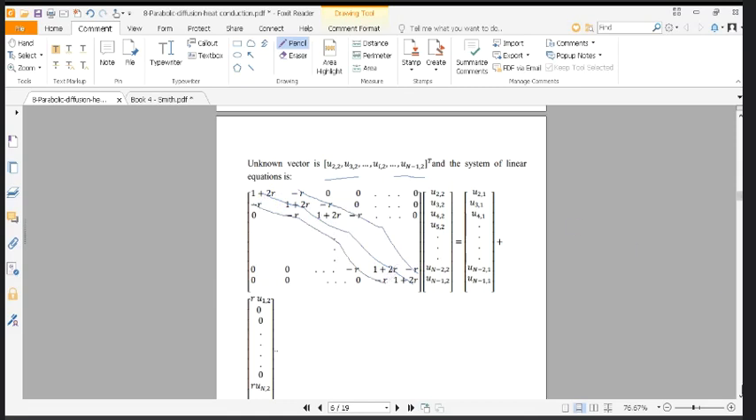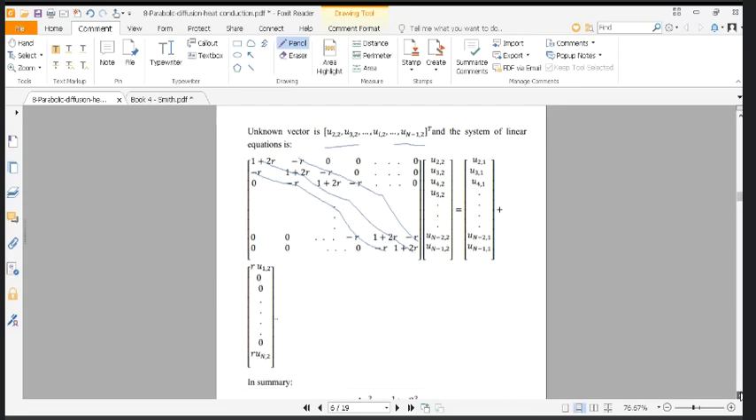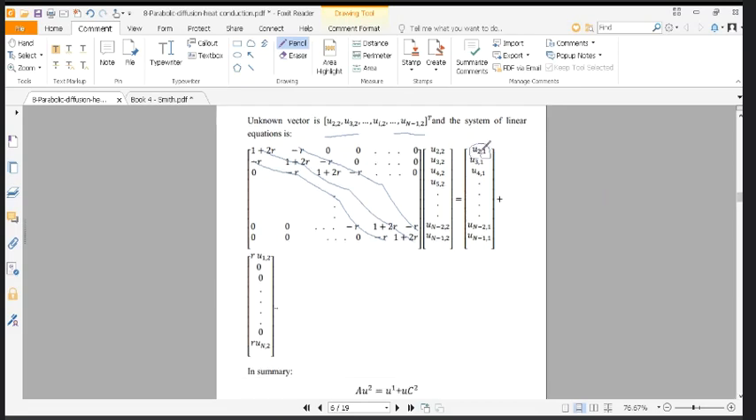And on the right side we have u2 and 1, it's known. u3 and 1, it's known. u4 and 1, it's known. And finally u n minus 1 and 1 is known.